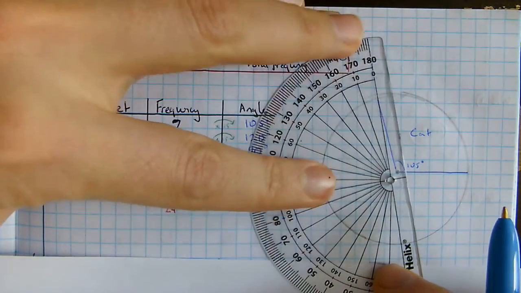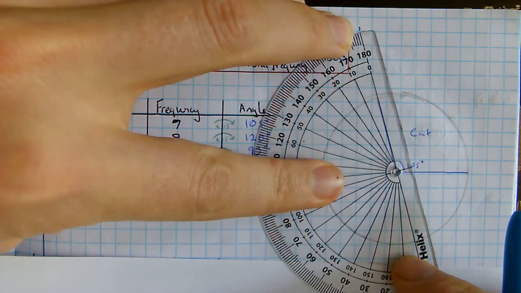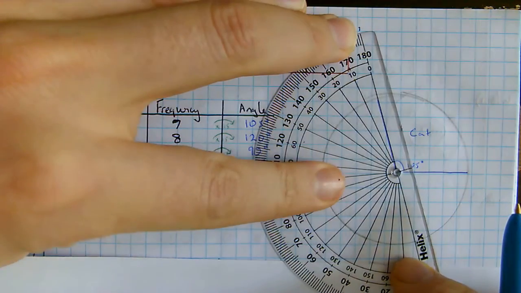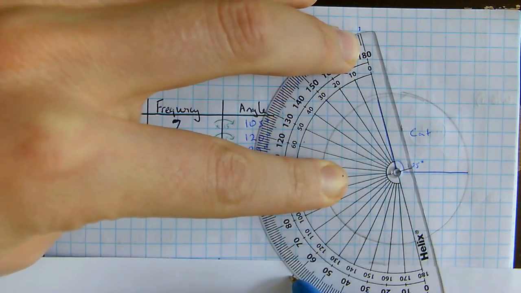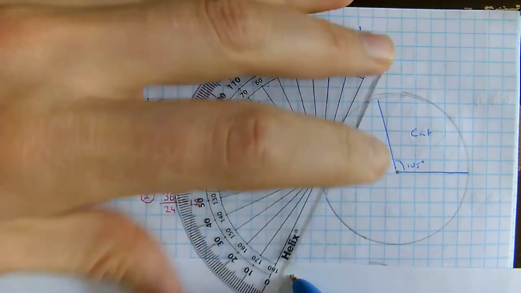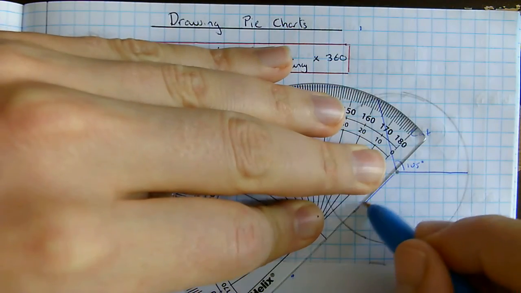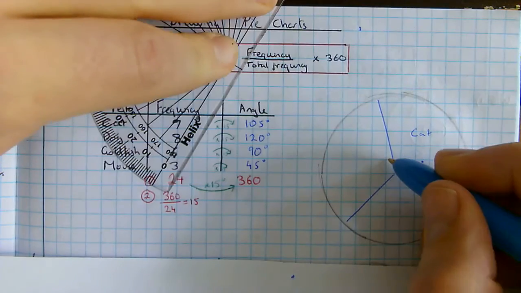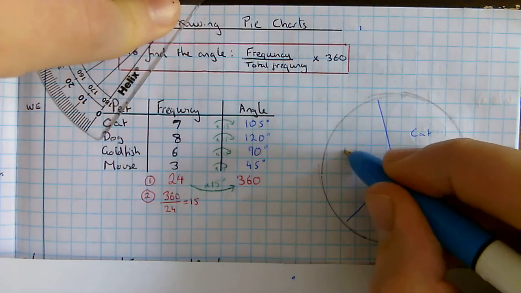Doing exactly the same for the next one. Okay, my 0 now needs to be lined up with the line I've just drawn, and I'm going round to 120 degrees. Again, using the inside scale, takes me round to here. 120 degrees. Draw a line from the centre to the outside of the circle, label it as 120 degrees, and it's going to be dog.